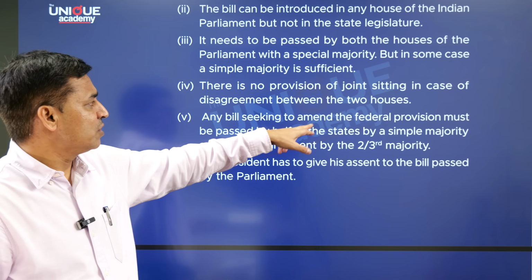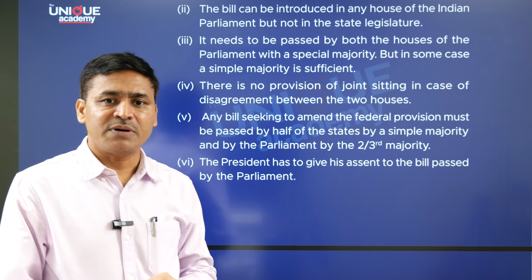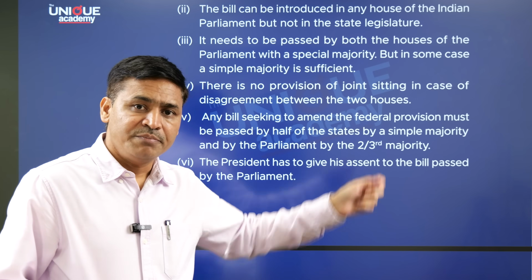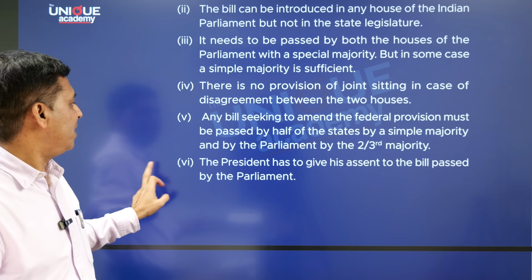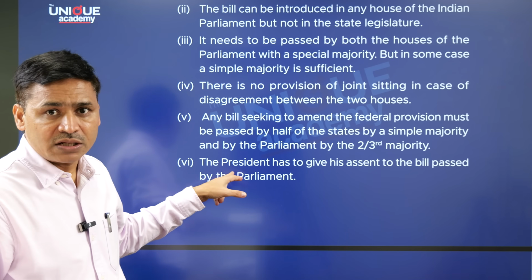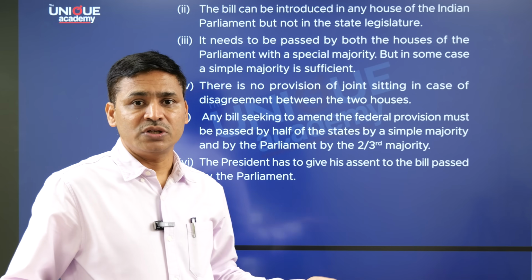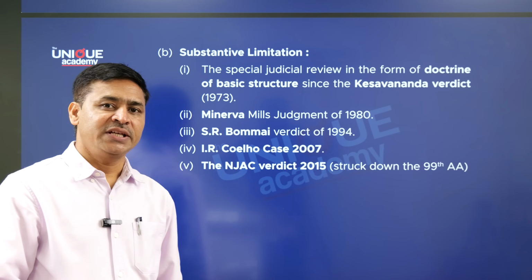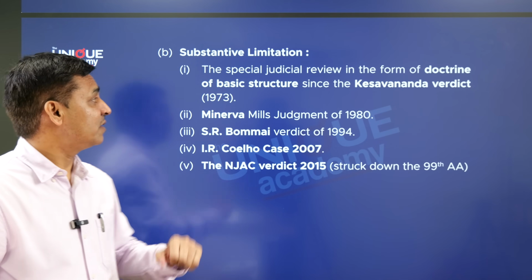Now, any bill seeking to amend the federal provisions must be passed by at least half of the states, besides the 2/3 majority by both the houses of the Parliament. And then the last part, as far as the procedure is concerned, it is the presidential assent to the constitutional amendment bill. Yes, now let us turn to the substantive limitation. That is the second part of the answer.